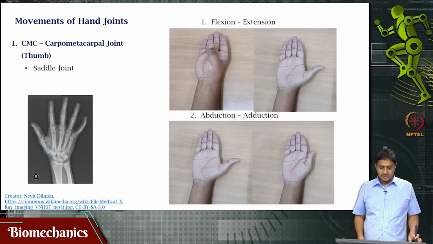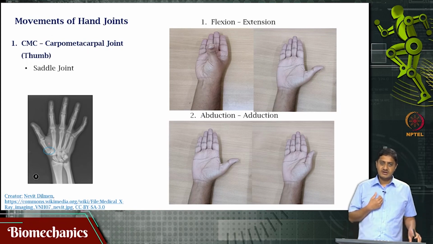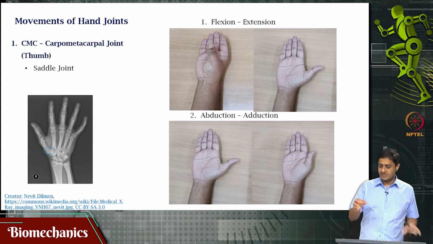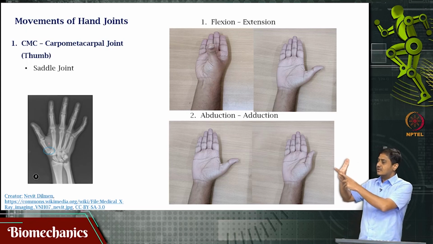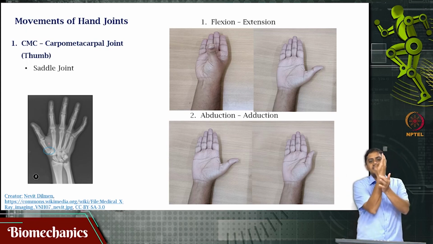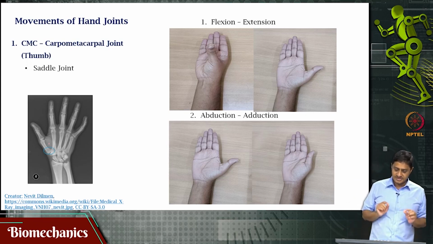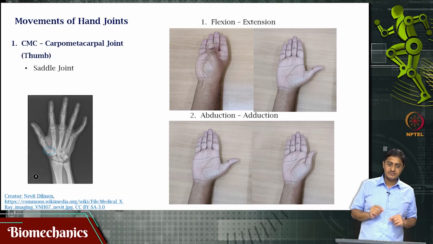Now, let us look at the movements of the joints of the hand. We start with the carpo-metacarpal joint or the CMC joint of the thumb, that is that joint. Remember, that is not on this joint. This is the metacarpophalangeal joint. I am talking about that joint, the joint that is closest to the wrist. It turns out that only for the thumb in humans, the CMC joint is a unique, very well articulated and highly movable joint.